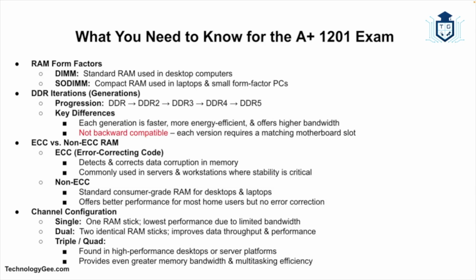So a single channel is one stick of RAM, which offers the slowest performance. You got dual channels, that is two sticks of RAM that match and that offers better performance than single. And then you got triple and quad, and these are rare in desktops, but they're more common in high performance or server setups.